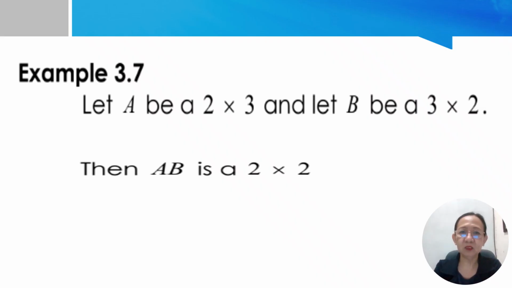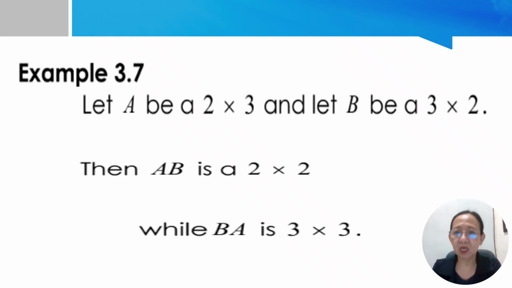Now, what about BA? In BA, try to look at B. How many rows do we have? There are 3. And how many columns in our A? There are 3. So therefore, the result of BA is a 3 by 3 matrix. Okay?